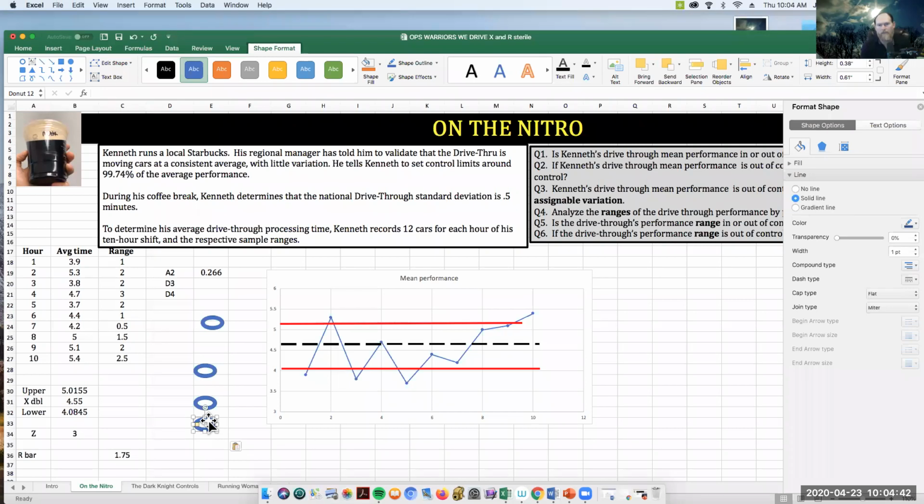Yeah, so let me answer. So let's talk about this day right here, day 2. Ellie, should we circle this day? This point here? Yeah. Why? Because it's above 5.015. Okay. All right, Ellie is correct. We can know that by looking back at our table, and it's 5.3.